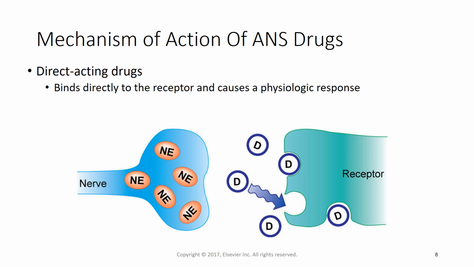Now, the drugs can act in a variety of ways. Drugs that we give can be direct acting. That means that there is no action of the actual endogenous neurotransmitters. The drugs themselves bind directly with the receptor and cause a physiologic response.